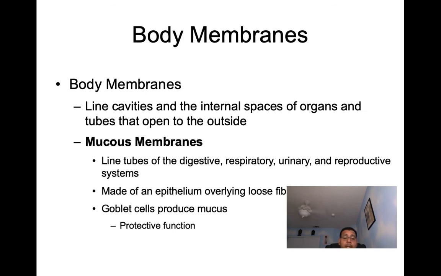Your mucous membranes are going to be found lining the tubes of your digestive, respiratory, urinary, and reproductive systems. They're composed of an epithelium that's going to be stacked on top of connective tissue, more specifically loose fibrous connective tissue. The epithelium is going to contain goblet cells, and the goblet cells secrete mucus.